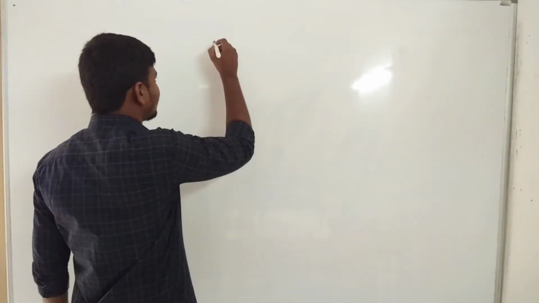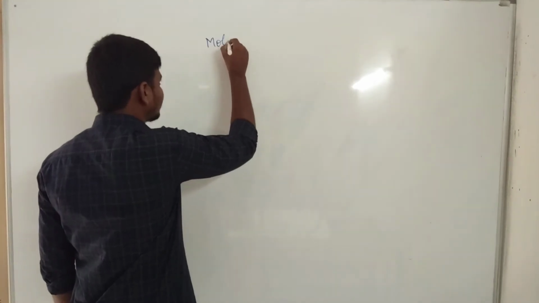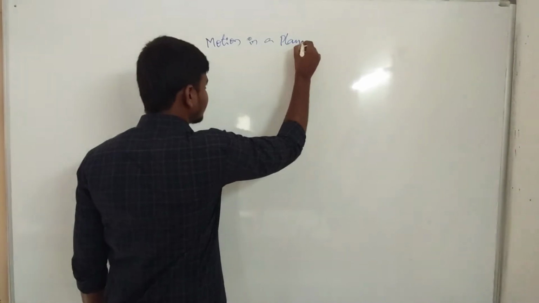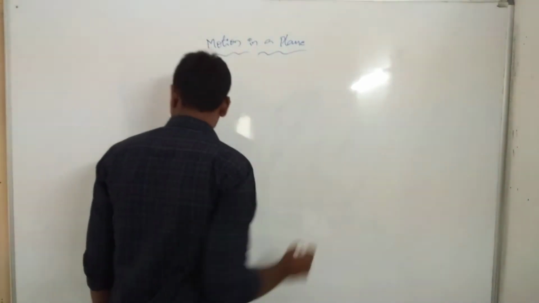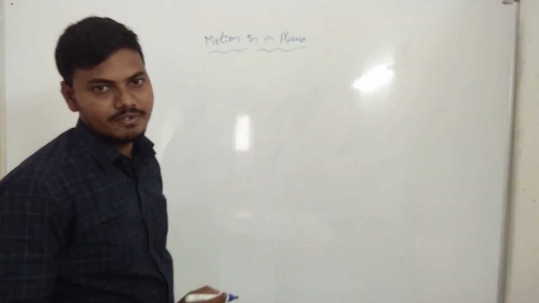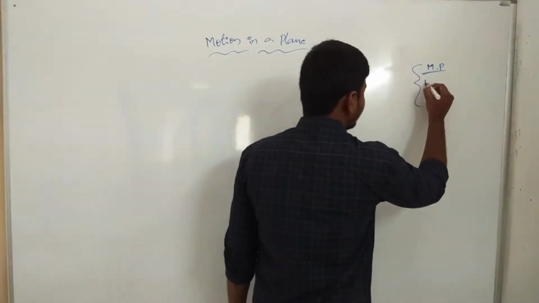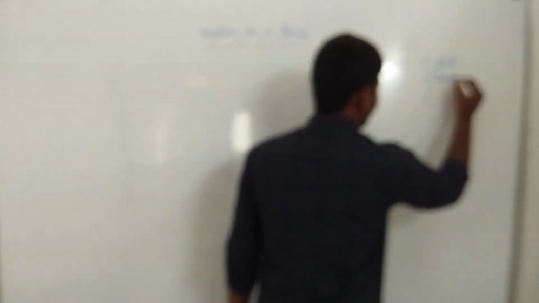Previously we introduced the graph of position also. Write our chapter: motion in a plane. Now in motion in a plane, we are introducing our topic velocity. Previously we introduced some topics in motion in a plane: position and displacement.